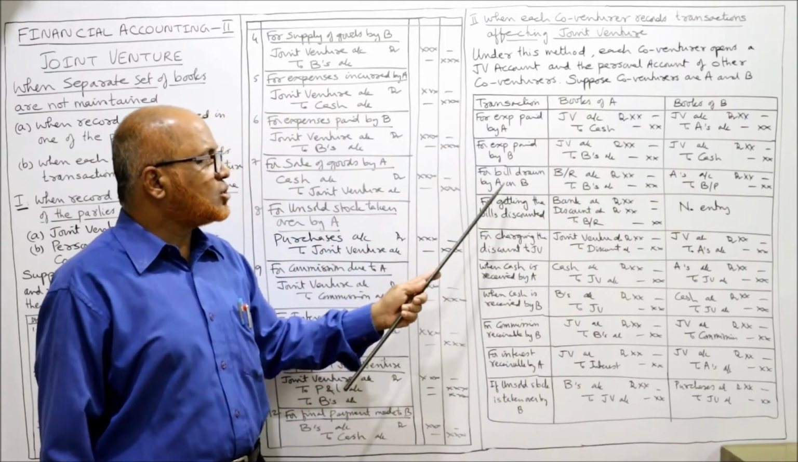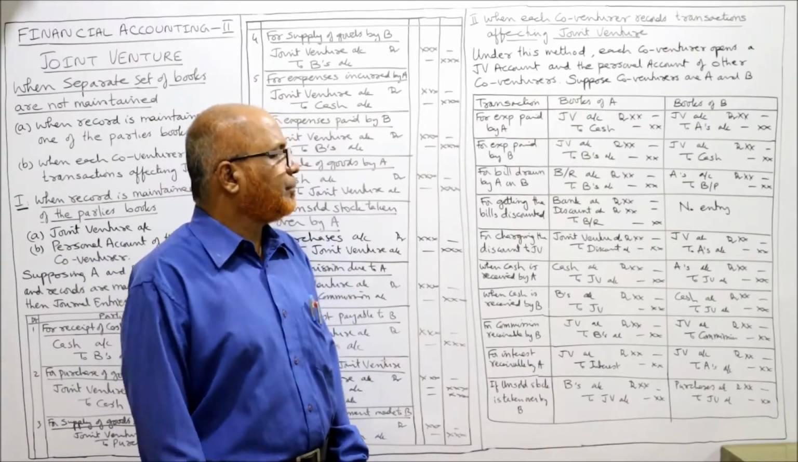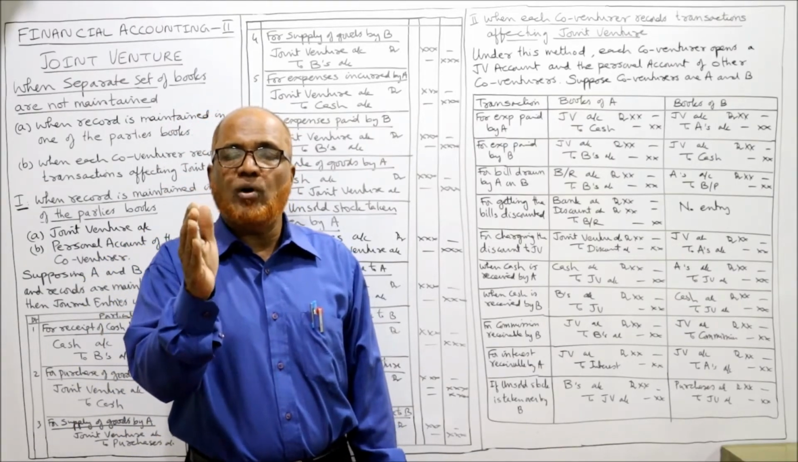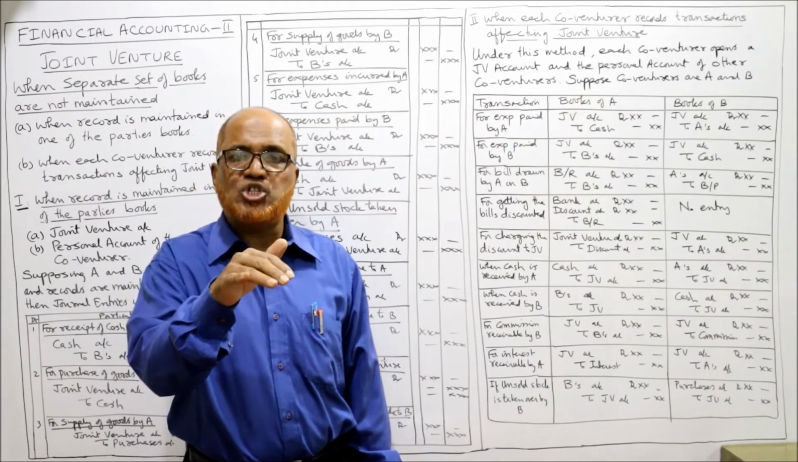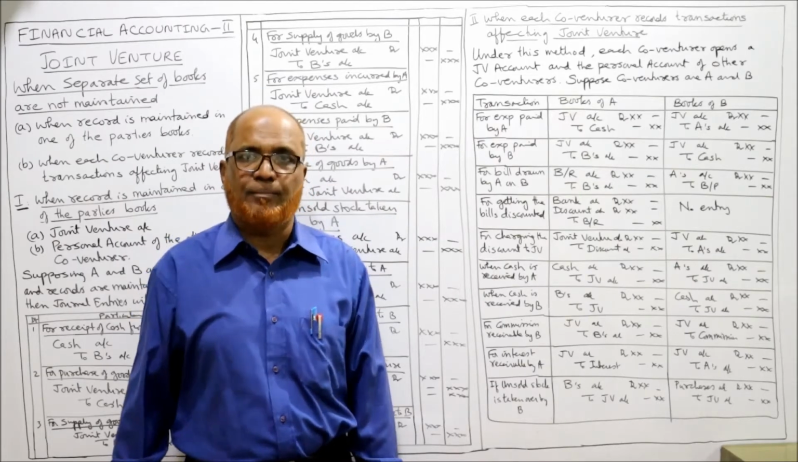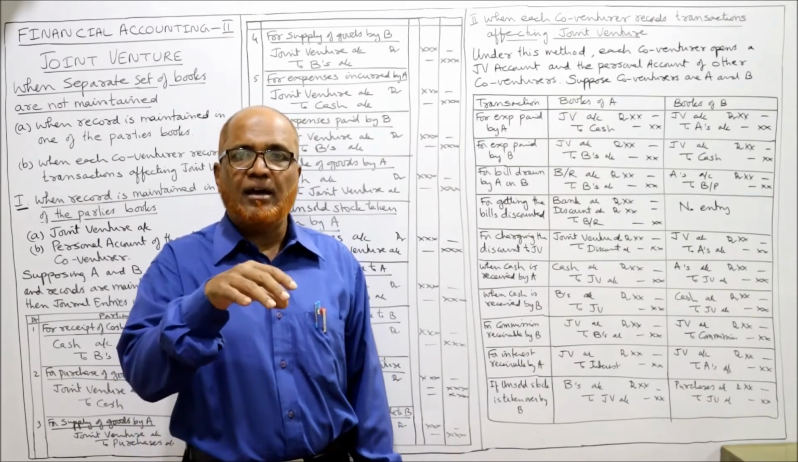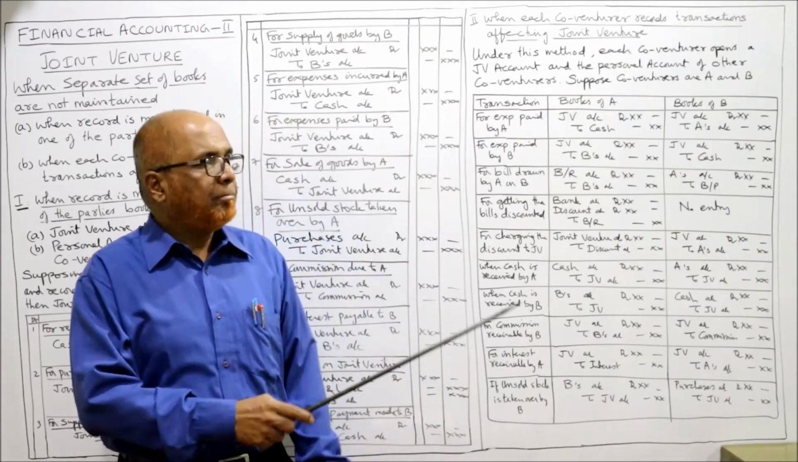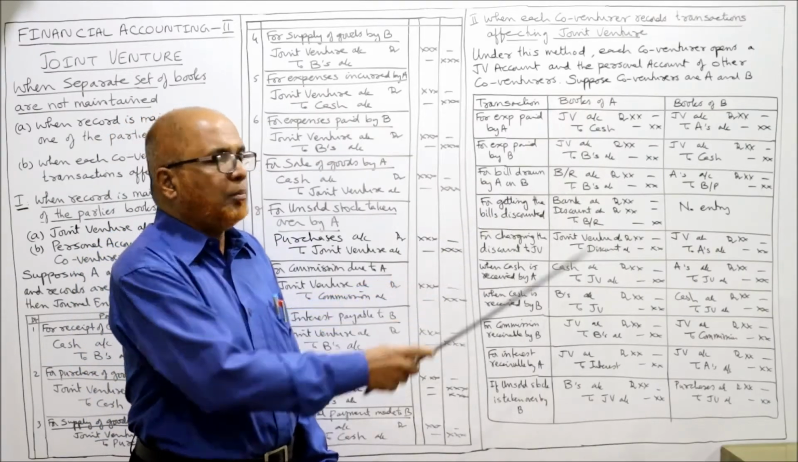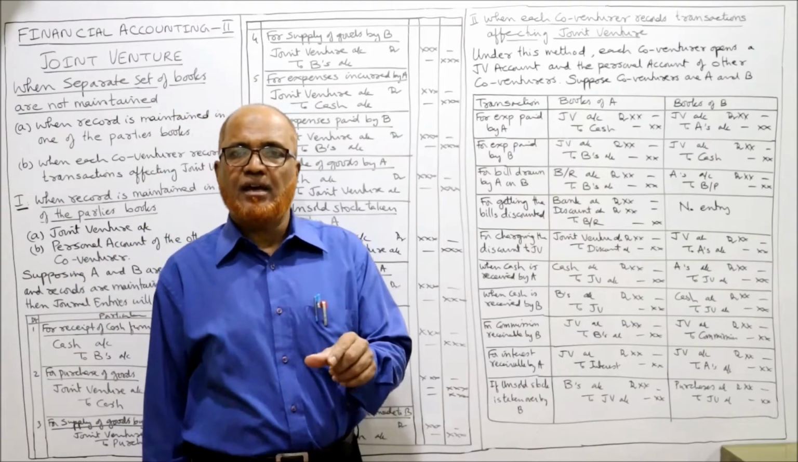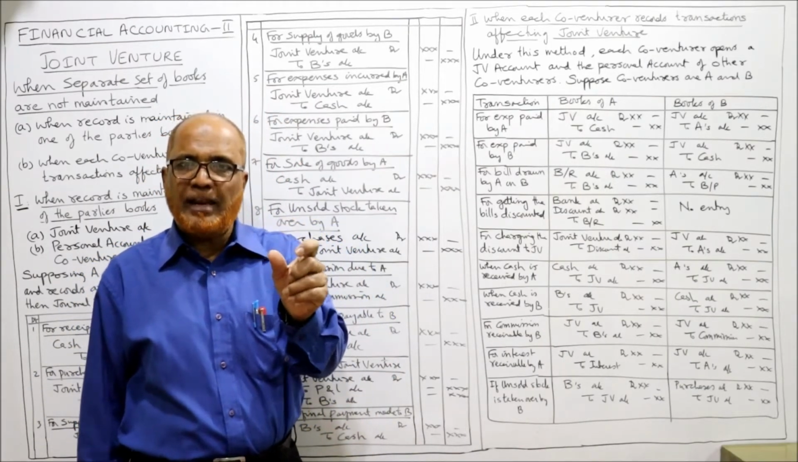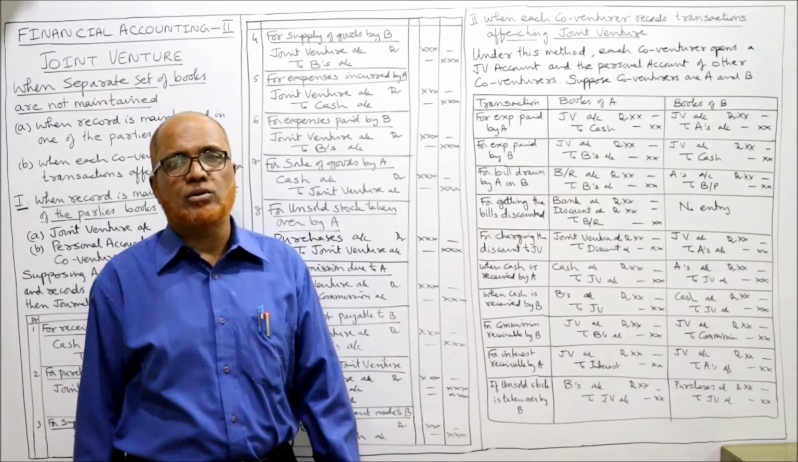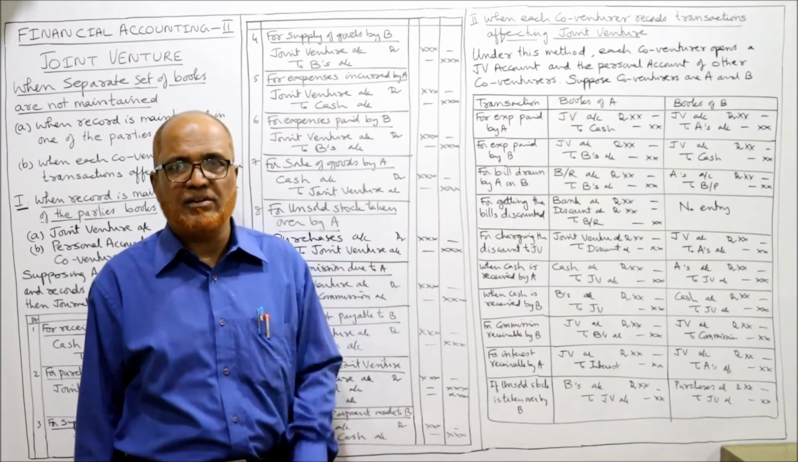राइट? फॉर बिल ड्रॉन बाय ए और बी, ए ऑन बी, समटाइम्स व्हाट विल हैपन, वन ऑफ द को-वेंचरर विल ड्रॉ अ बिल ऑफ एक्सचेंज ऑन अदर को-वेंचरर. तो एग्जांपल, सपोज ए ड्रॉज ए बिल ऑन बी, तो एंट्री विल बी बिल्स रिसीवेबल अकाउंट डेबिट टू बीज अकाउंट इन द बुक्स ऑफ ए. ए के बुक्स में बिल्स रिसीवेबल अकाउंट डेबिट टू बीज अकाउंट, being the acceptance of B received.